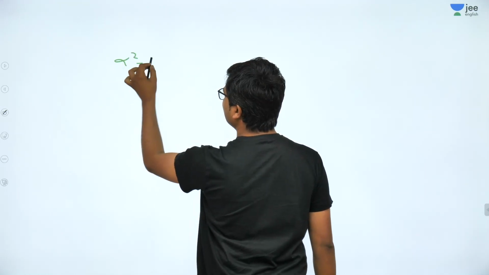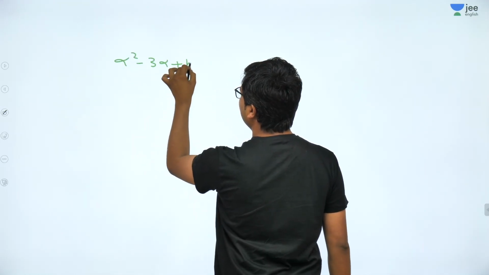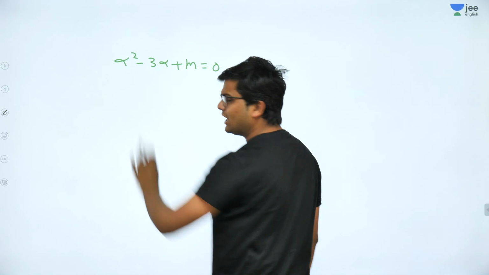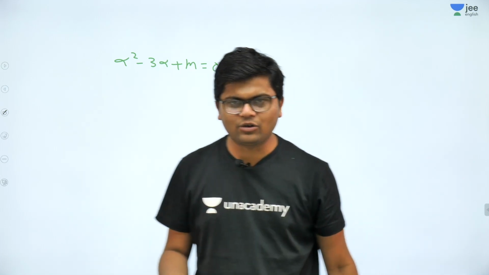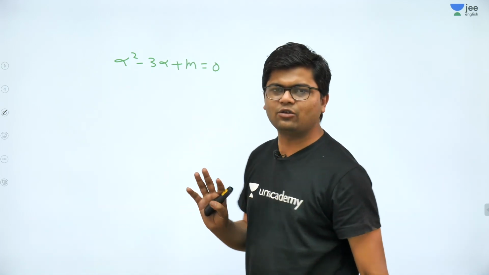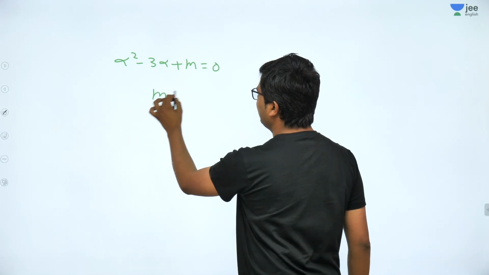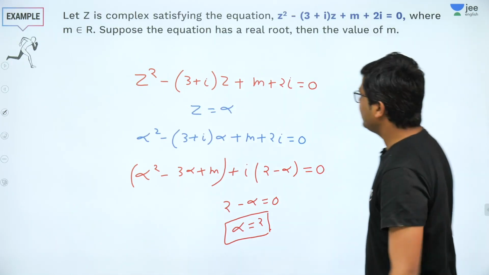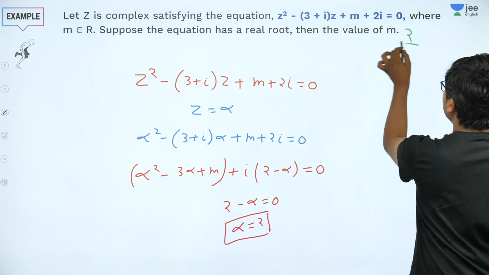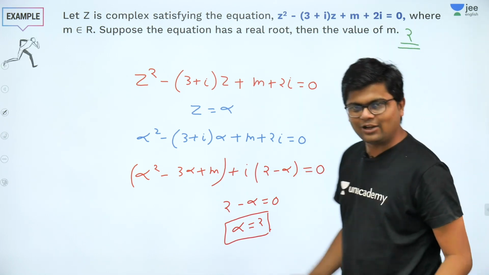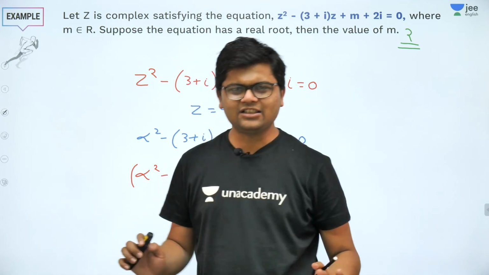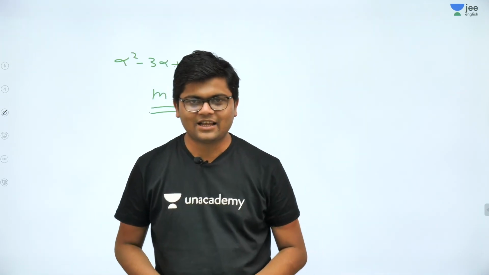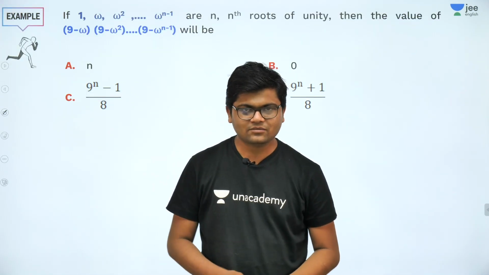Now the real part will also be 0. Therefore alpha square minus 3 alpha plus m equal to 0. Now I have the value of alpha as alpha equal to 2. So just put the value alpha equal to 2. You will get the value of m as 2. Therefore the value of m is 2. So it was an integer type question. The answer of this question is 2. I hope everybody must have got the idea. Very simple question, basic question. Let's try the next question.